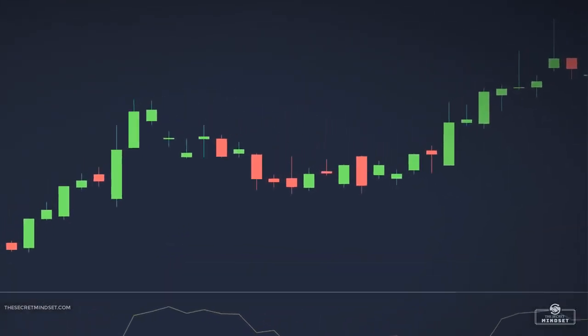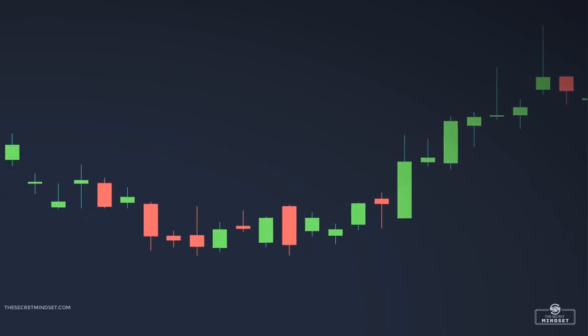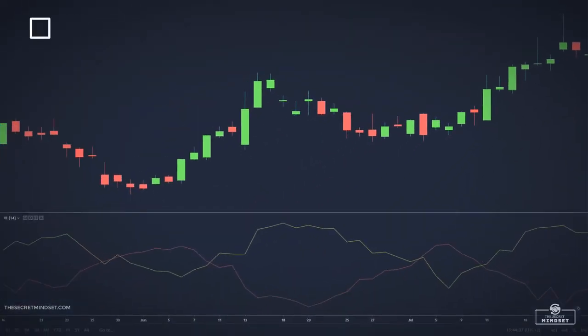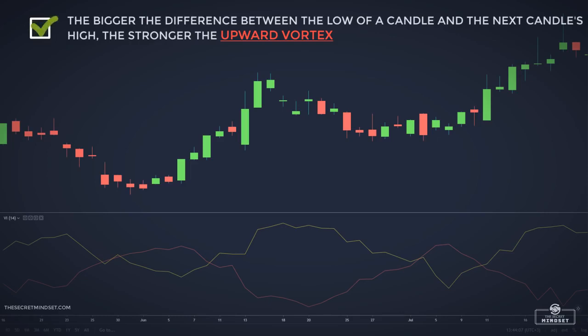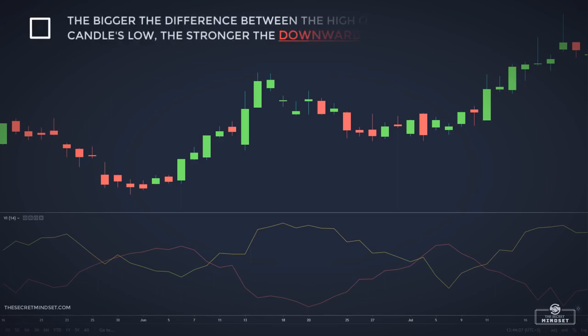You can see a vortex pattern in your charts by connecting the lows in the candles with the highs in the consecutive candles, and then the highs with the consecutive lows. The bigger the difference between the low of a candle and the next candle's high, the stronger the upward vortex. Likewise, the bigger the difference between the high of a candle and the next candle's low, the stronger the downward vortex.